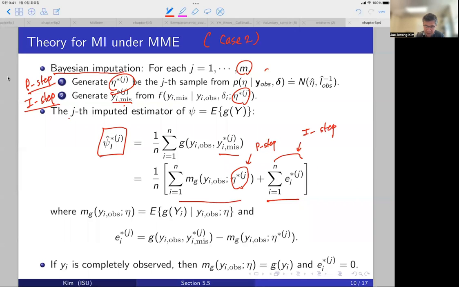Here, if Y is completely observed, that means we don't have missing data. Then there's nothing missing, so this is just equal to G because of the expectation. The definition of M is the conditional expectation, but there's nothing to condition on, because we condition on the full observation. So the expectation disappears.